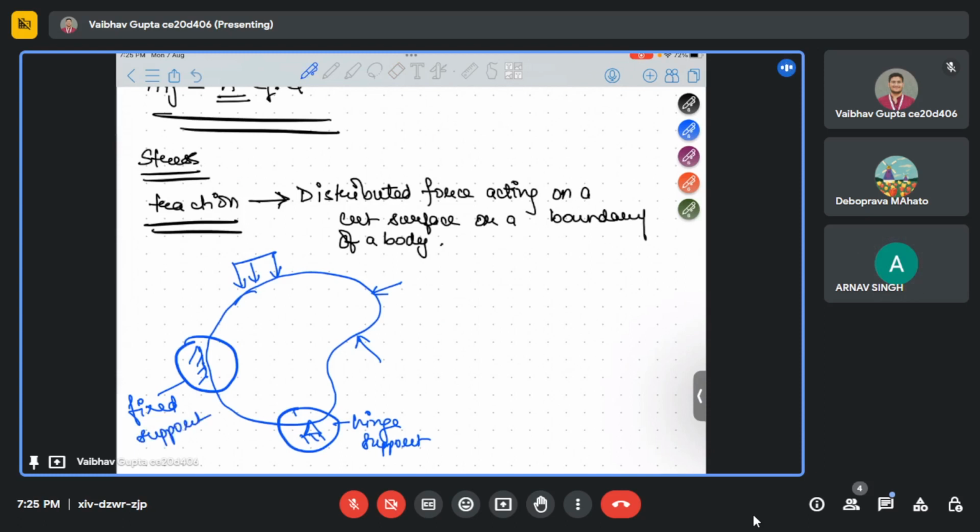Okay, suppose this is a body. Hypothetically, this is a body. Several forces are acting at points A, B, C the support, D the support, and E. Now I have cut the body.